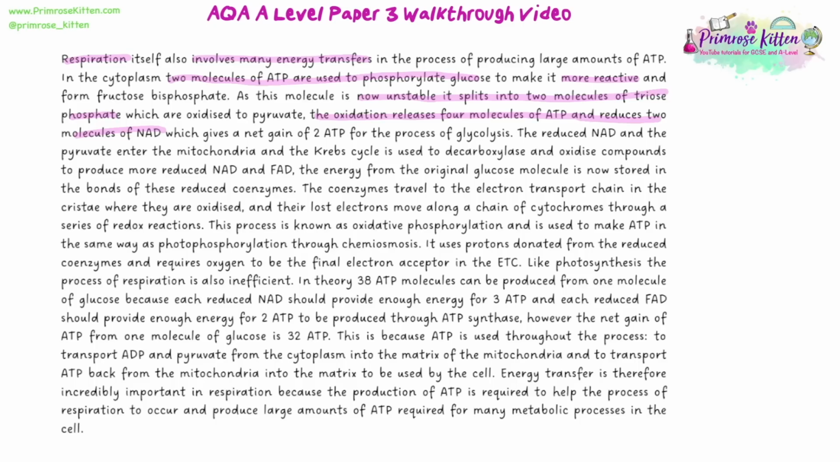The reduced NAD and the pyruvate enter the mitochondria, and the Krebs cycle is used to decarboxylate and oxidize compounds to produce more reduced NAD and FAD. The energy from the original glucose molecule is now stored in the bonds of these reduced coenzymes. The coenzymes travel to the electron transport chain in the cristae, where they are oxidized, and their lost electrons move along a chain of cytochromes through a series of redox reactions. This process is known as oxidative phosphorylation and is used to make ATP in the same way as photophosphorylation through chemiosmosis. It uses protons donated from the reduced coenzymes and requires oxygen to be the final electron acceptor in the electron transport chain.